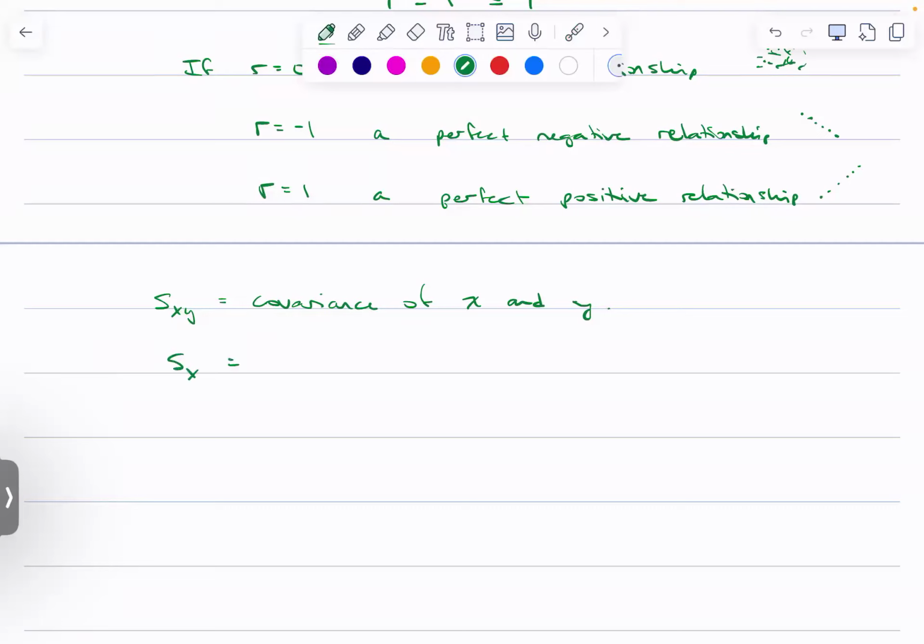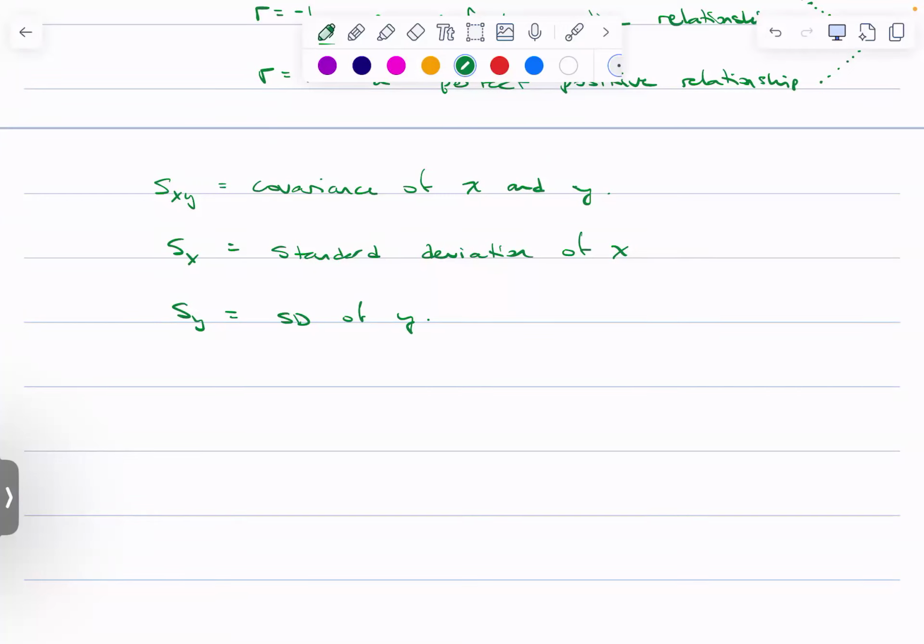So S subscript X is the standard deviation of your X's, right? And so because in your data set now, to make a scatter plot, you're going to have a column of X's and a column of Y's, and you can calculate the mean and the standard deviation of each of those columns. And so we need some way to denote that. And so this is the standard deviation of X. And then, of course, S subscript Y is the standard deviation of Y. If I can do some shorthand there.